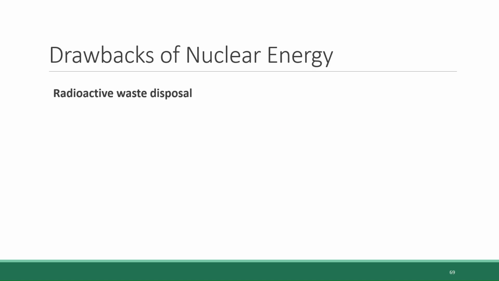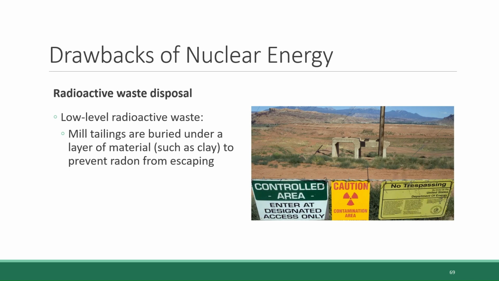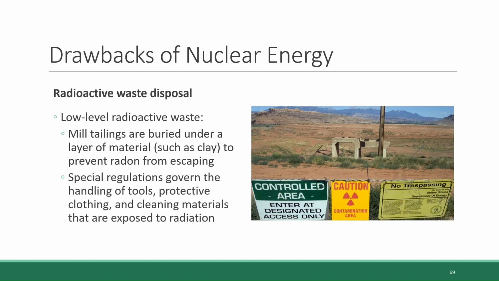Of course, there are also drawbacks to nuclear energy. A big one is disposal of radioactive waste material. Waste material is classified as either low level radioactive waste, which is of the least concern, or high level radioactive waste, which is of the most concern. One major source of low level radioactive waste is mill tailings, which is the waste rock material that is separated out during the refining of the uranium ore. These are dealt with by burying them under a layer of material like clay to prevent radon gas from escaping. This photo shows a site where mill tailings have been buried outside of Moab, Utah.